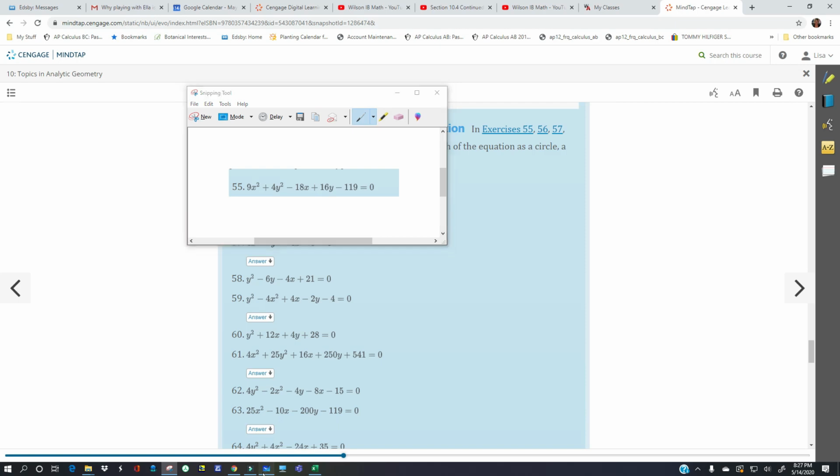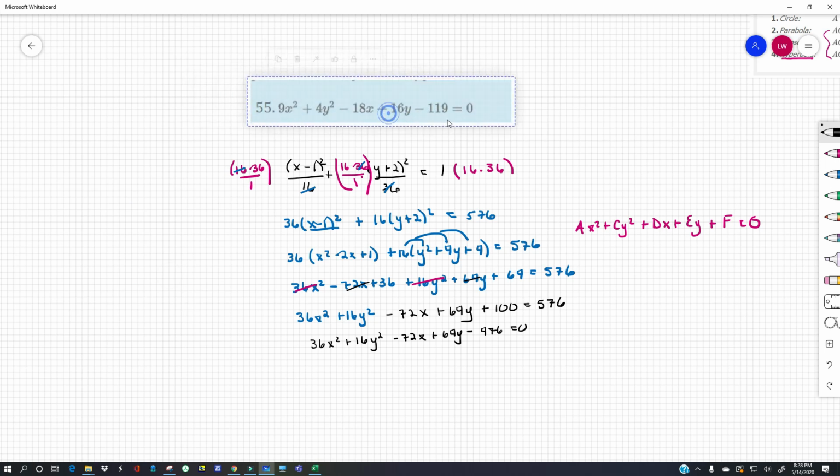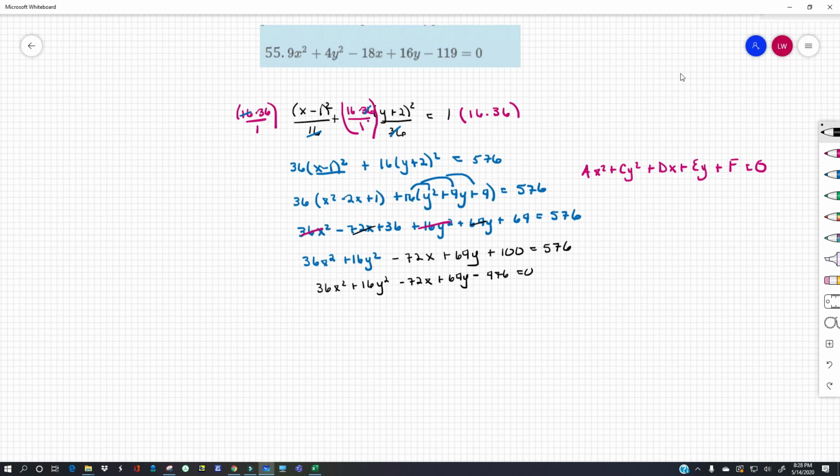Copy. And back to my whiteboard. So this is what I'm trying to get. And right now, they don't look familiar at all, right? So what that means is that I need to find something that divides into each one of these coefficients evenly. How about 4? 4 goes into 36, 16, 72, 64, and 476. So that's exactly what I'm going to do.